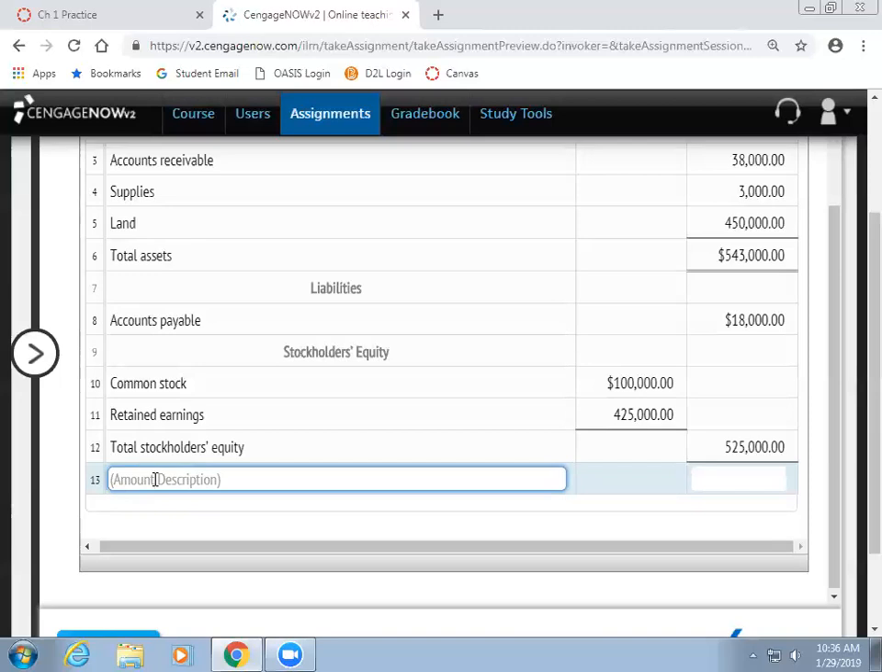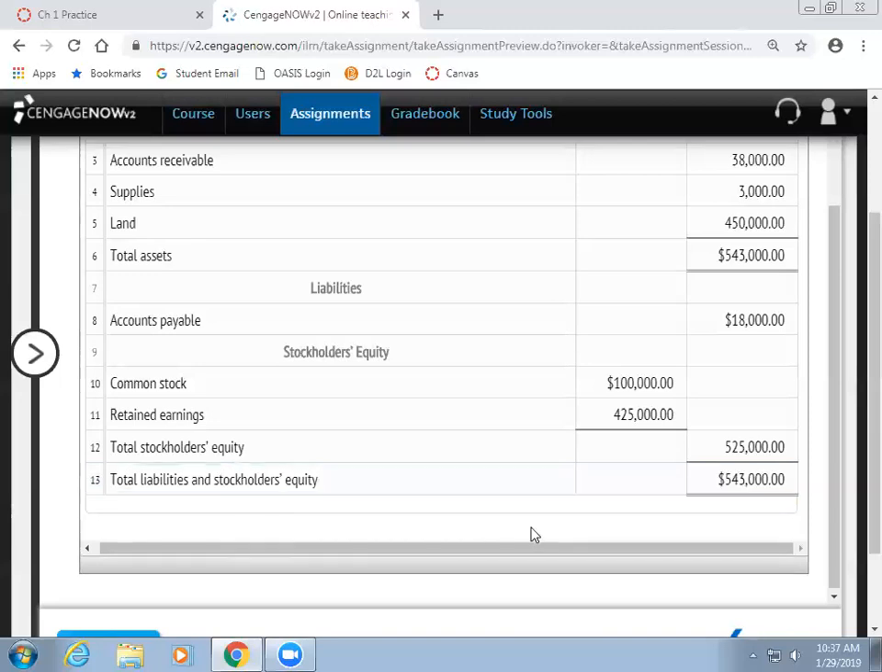And then on line 13, this is going to be total liabilities plus, or and, they say and stockholders' equity. So on line 13, you have total liabilities and stockholders' equity. Which is your 18,000 accounts payable plus your 525,000 stockholder equity. So it should be 543,000.